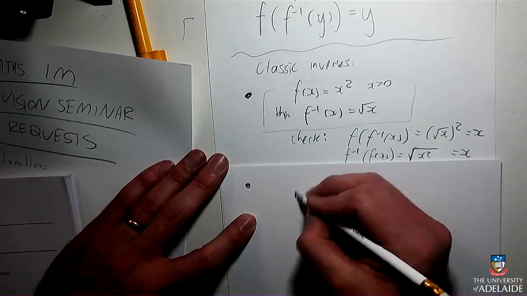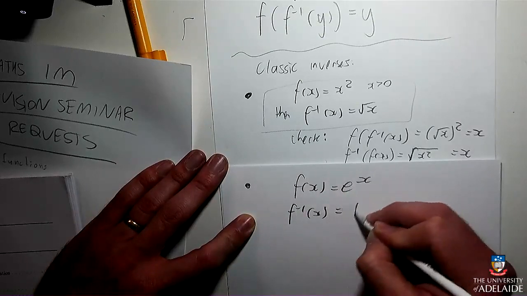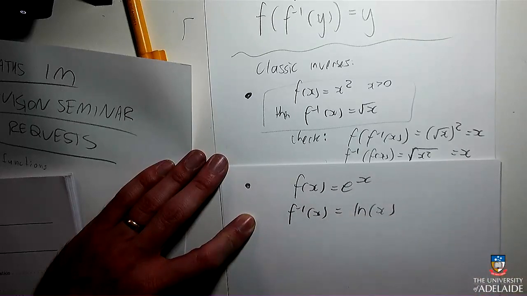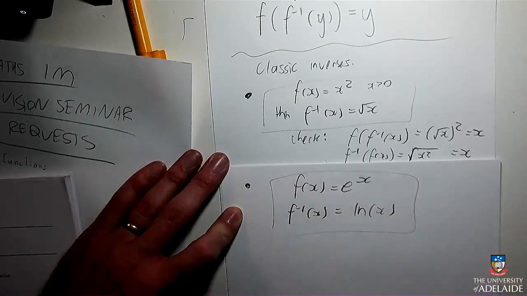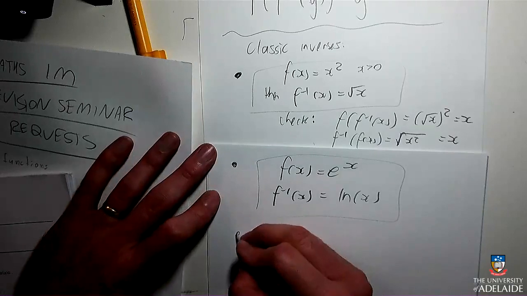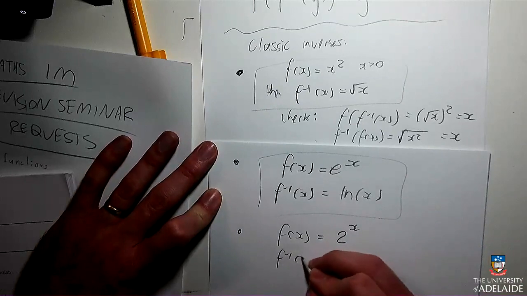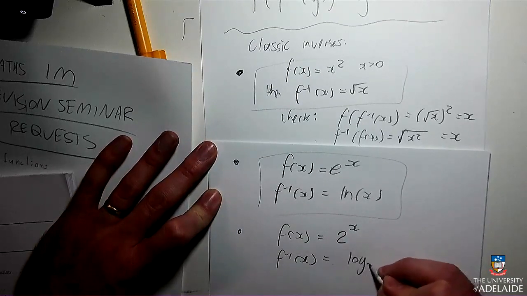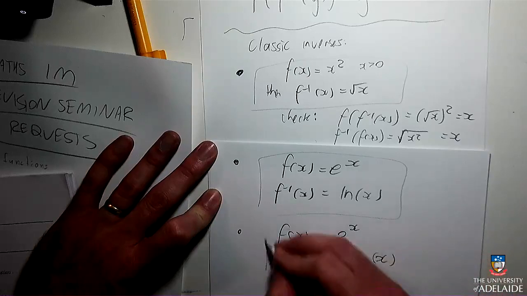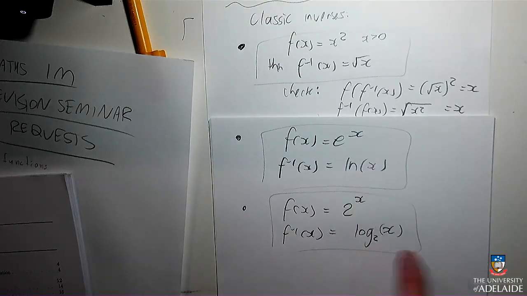The other classic inverse is that if f of x is e to the power of x, then the inverse is ln of x. They cancel each other out. They're a classic inverse. And we can extend that: if f of x was like 2 to the power of x, then f inverse would be log base 2 of x. So these are ones we have. This specific name of the exact function that undoes 2 to the power of x is log base 2. That's exactly what it's designed for.